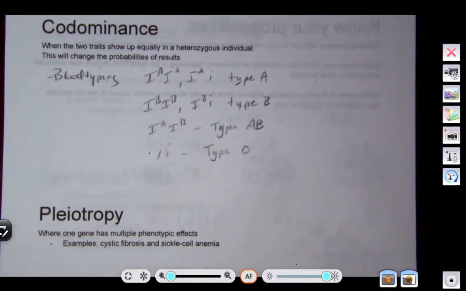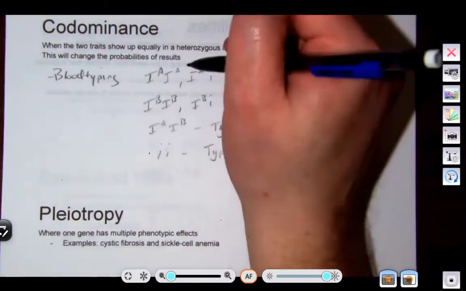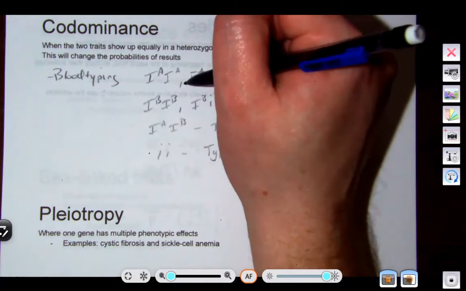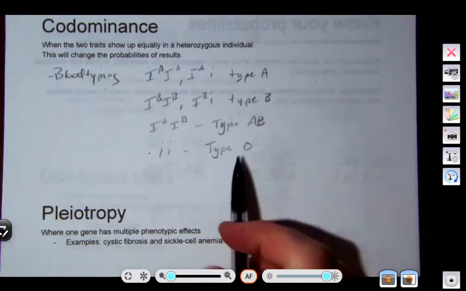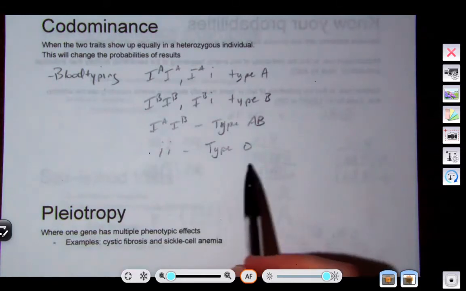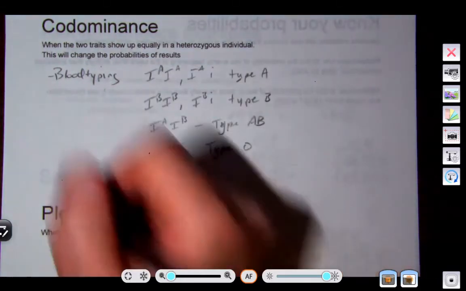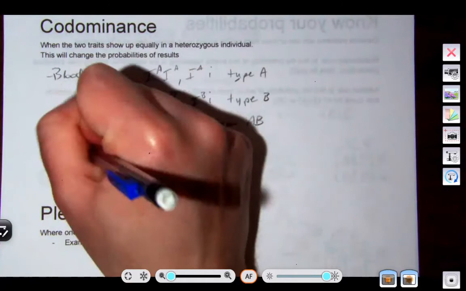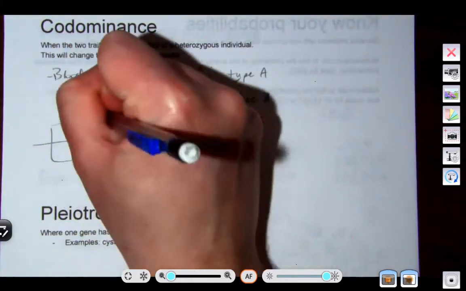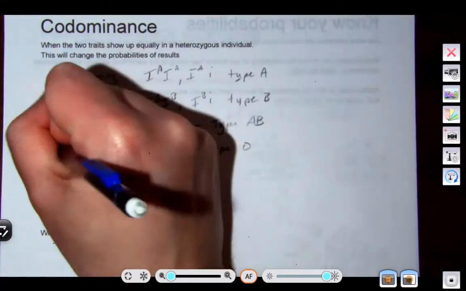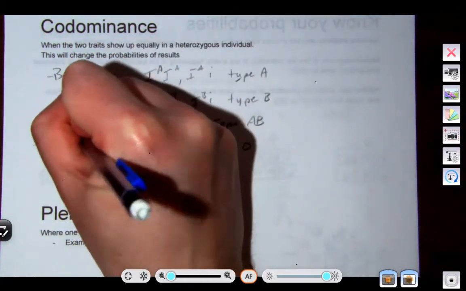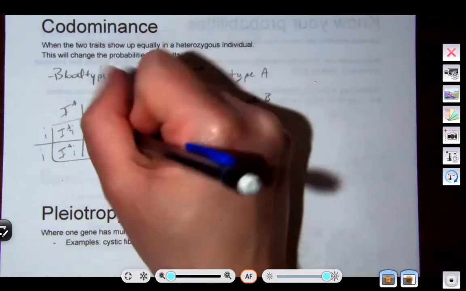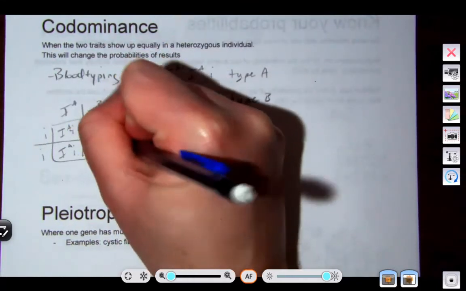Okay. Odds are they're probably not going to ask you a blood typing question on the AP test in FRQ form. But it would be helpful to know them just in case, and the generals of how they work. So if you have an AB person and they have kids with a type O person, what you end up with is 50% type A and 50% type B.